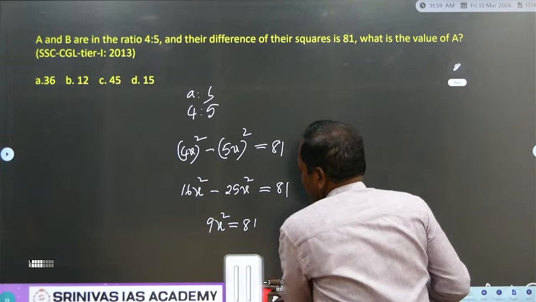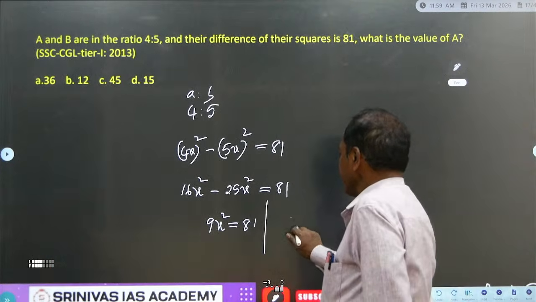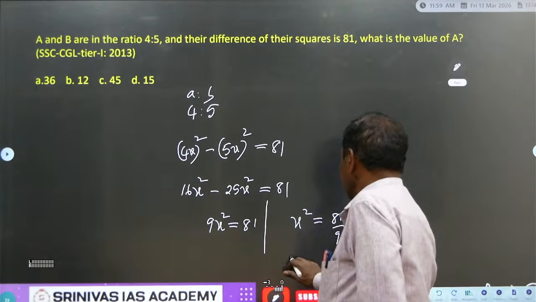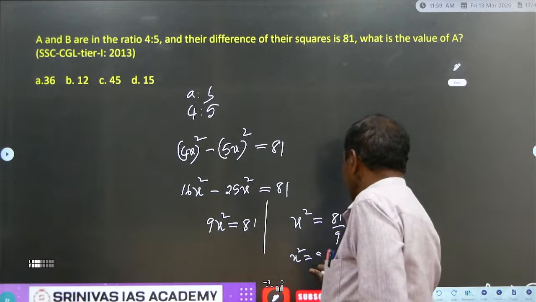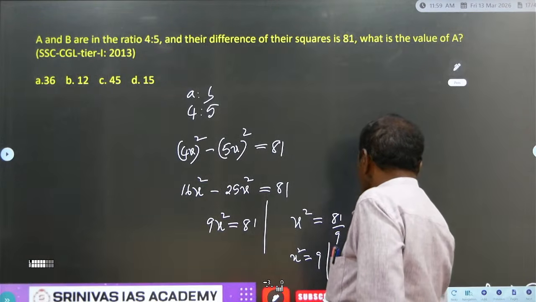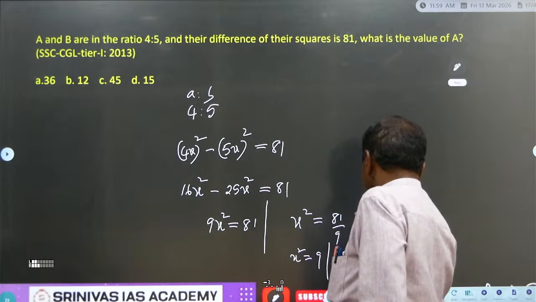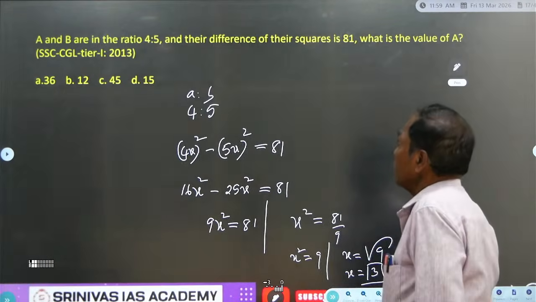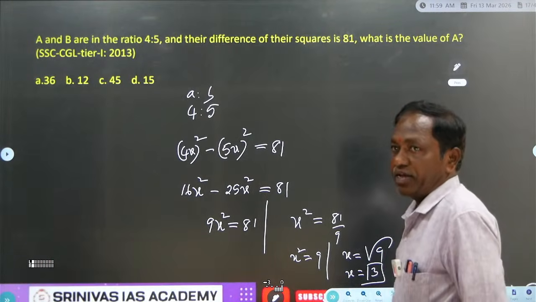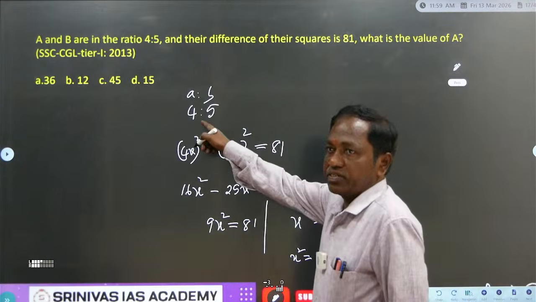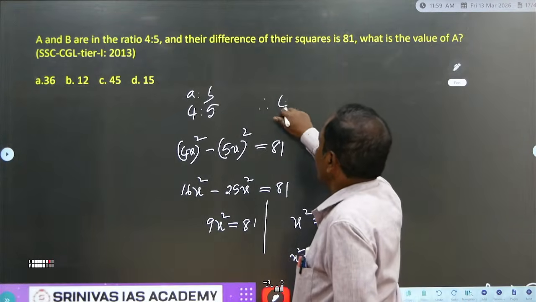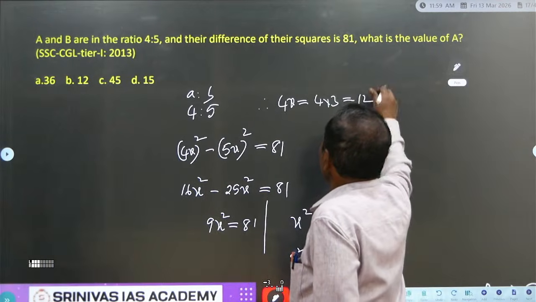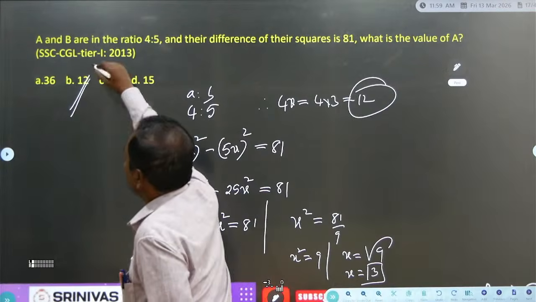Next step: x square equals 81 by 9. So x square is 9. Then x equals root 9, that is 3. The x value is 3. But what is the question? What is the value of A? A is 4x, therefore 4 into 3, 12. That's right. Option B.